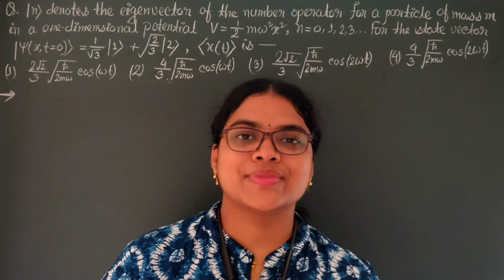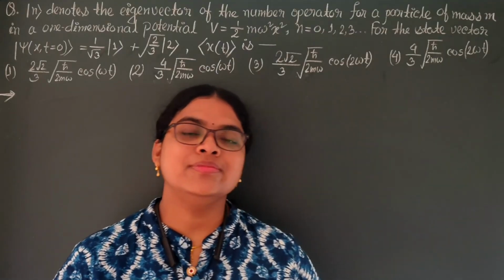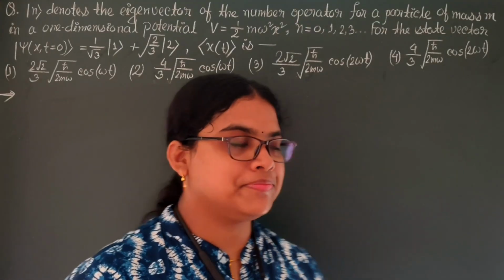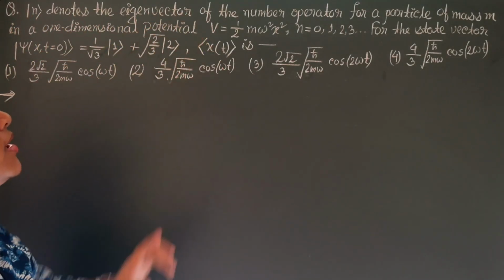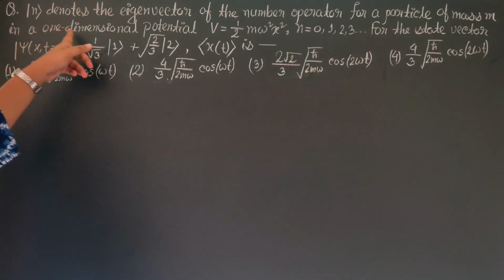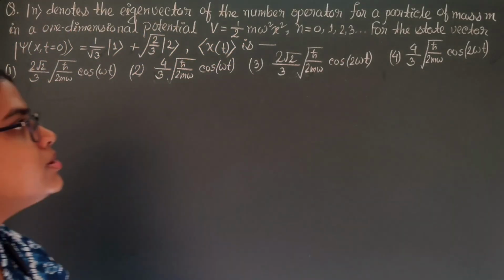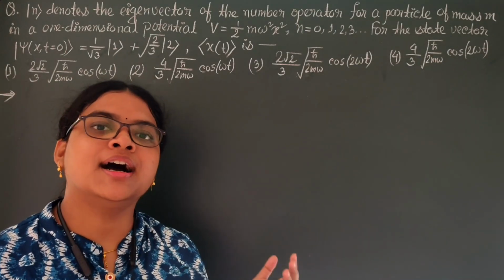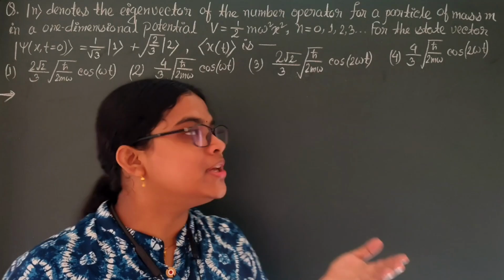Hello everyone, this problem is of quantum mechanics from 2025. It states that |n⟩ denotes the eigenvector of the number operator for a particle of mass m in a one-dimensional potential V equals half m omega square x square. So this potential is given as half m omega square x square, and that denotes a simple harmonic oscillator.